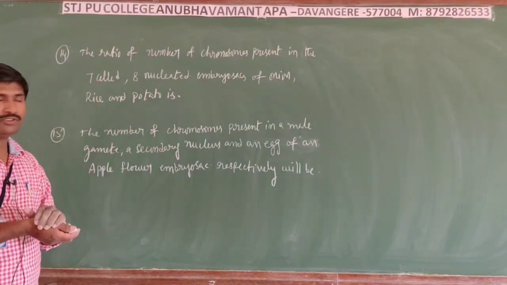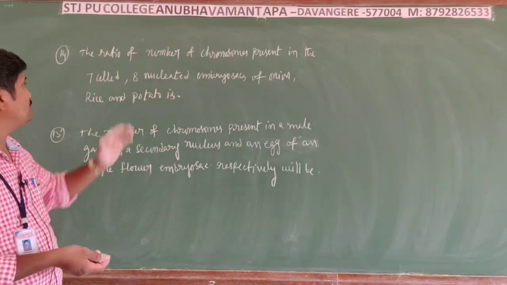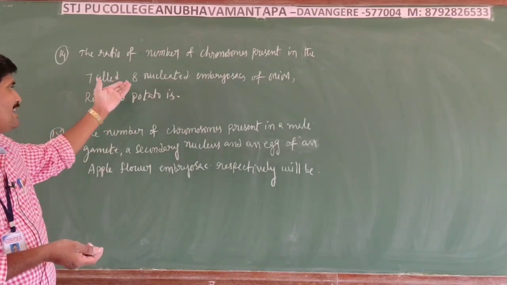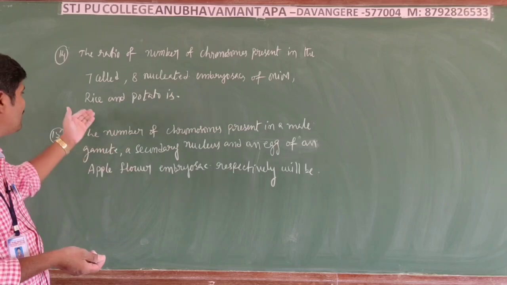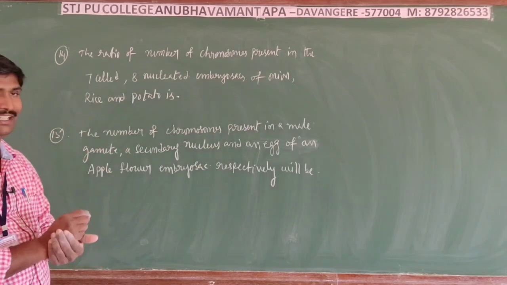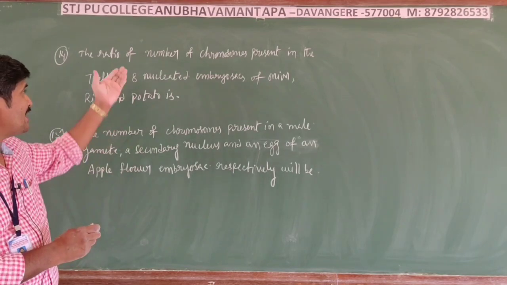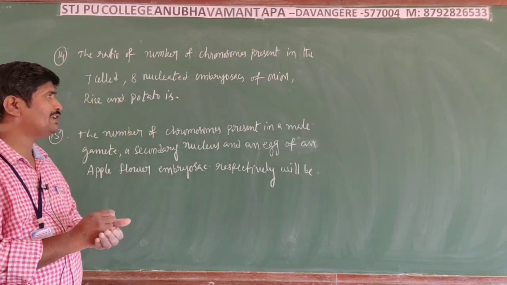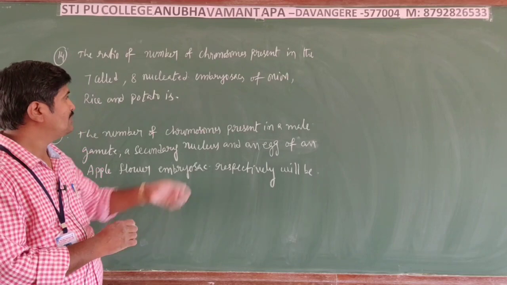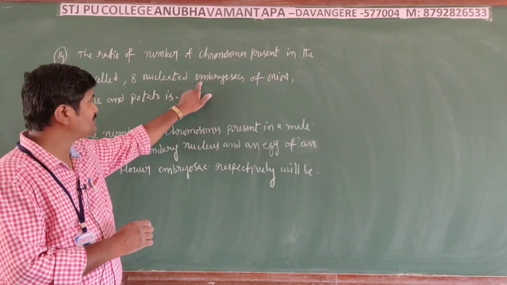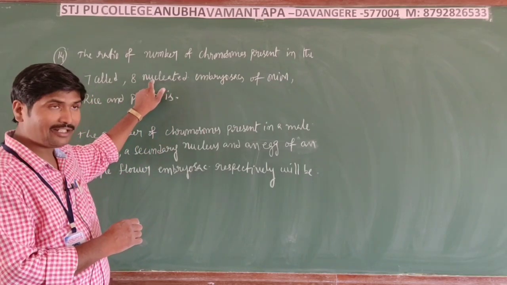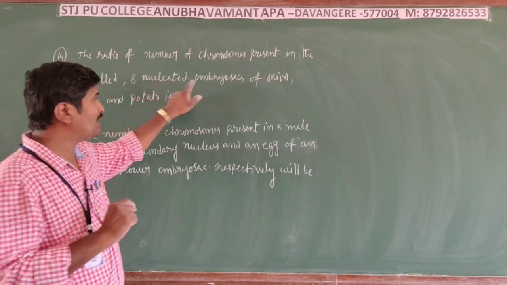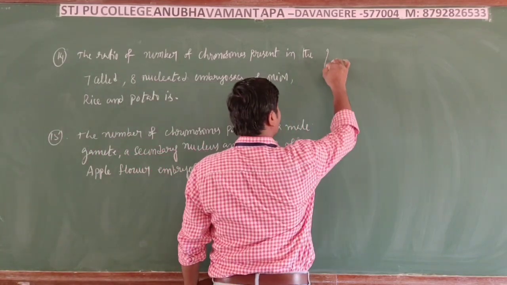Next, 14th question. The ratio of the number of chromosomes present in the 7-celled, 8 nucleated embryo sac of onion, rice and potato is. Each embryo sac contains a total of how many nucleus? 8 nucleus. Each nucleus is haploid. See here the correct answer.